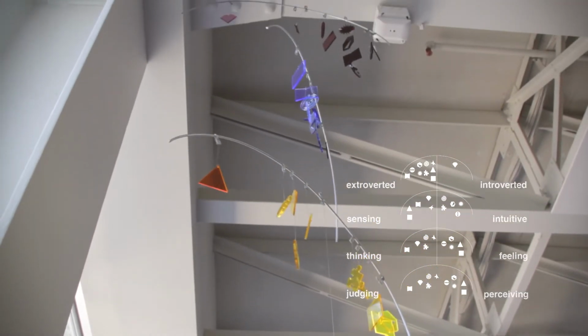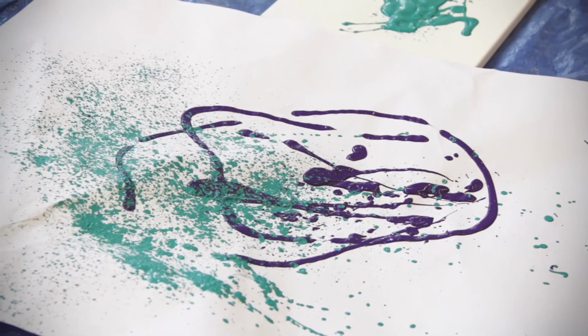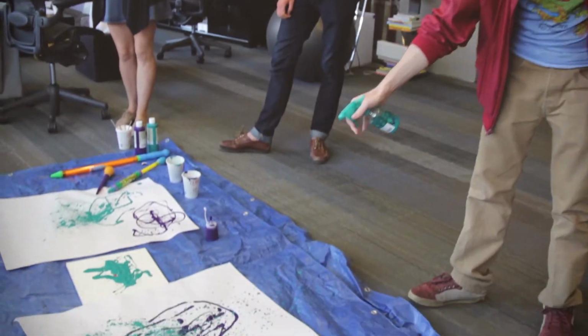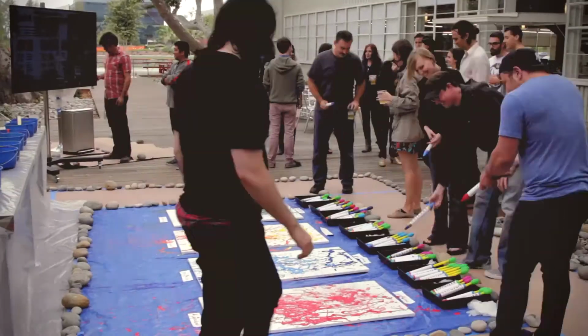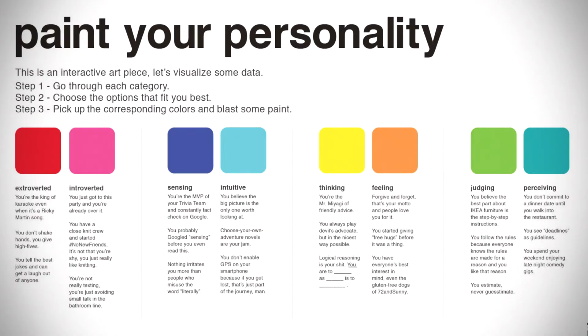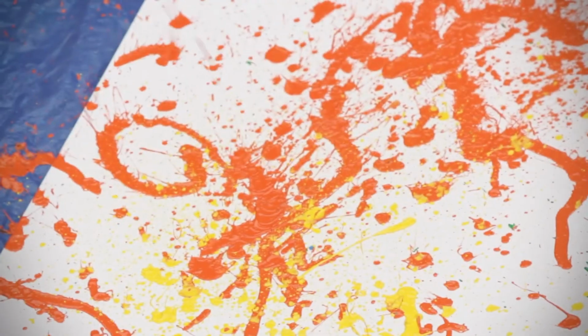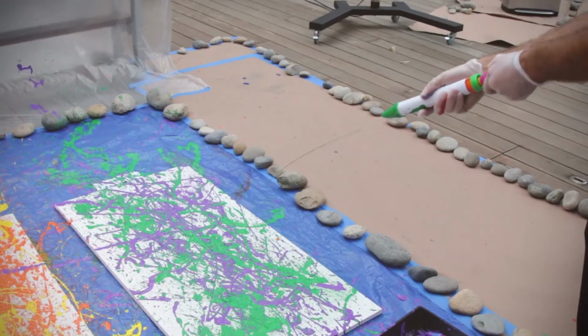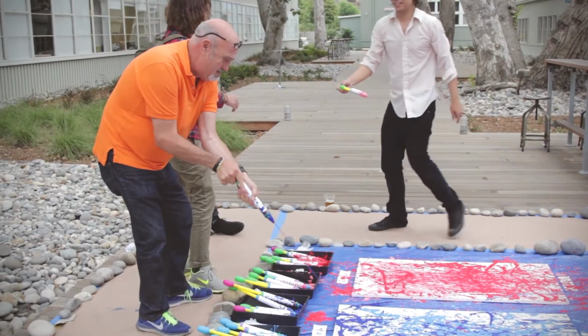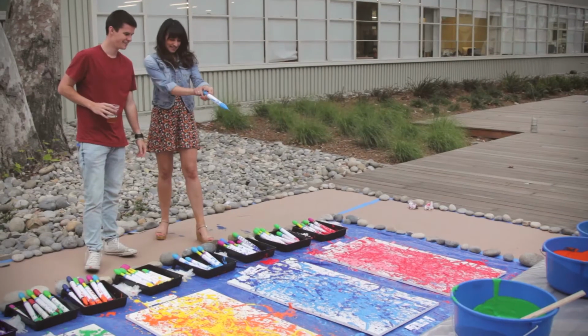And then we had to create an interactive art piece, which was also going to be at the party, where party guests would actually take a simplified version of the Myers-Briggs test. Based on their answers, they all corresponded to a color. For example, red represented extroverted and pink represented introverted. They would pick up the corresponding paint color and blast it onto the canvas. And the idea was that throughout the night we would see the data visualized through this interactive art piece.